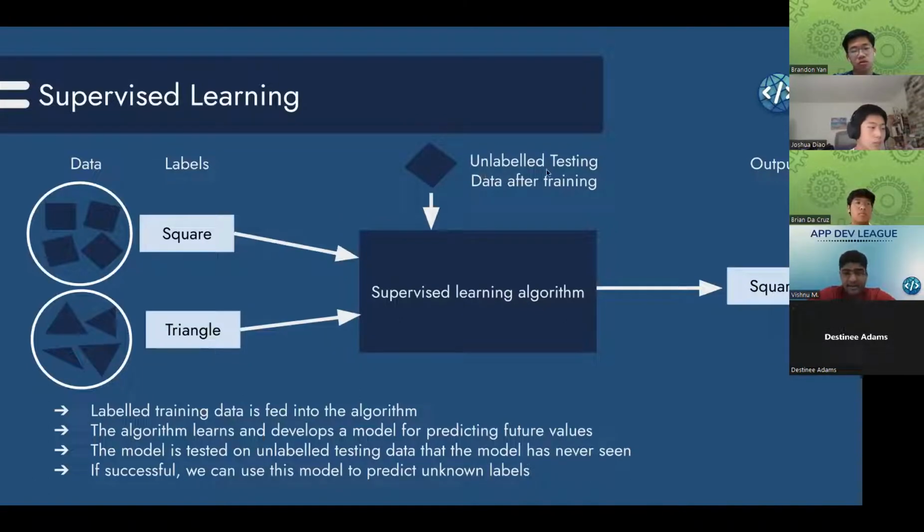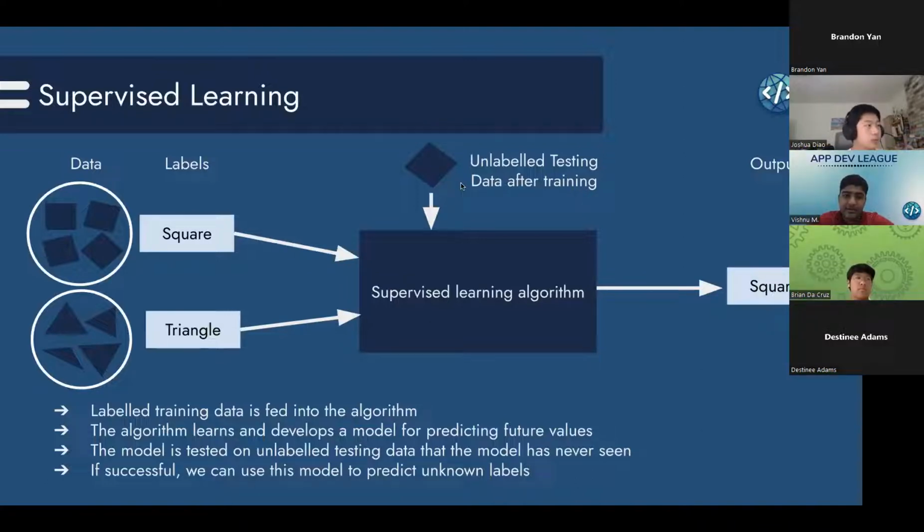After that, you then test it by passing in unlabeled testing data after the training, and the algorithm generates a label for that unlabeled data. Here we're given a figure that has 4 vertices. If our machine learning model has figured out that squares have 4 vertices and triangles have 3, it would label this as a square, which is what it does. And if this testing is successful, we can use the model to predict unknown labels.